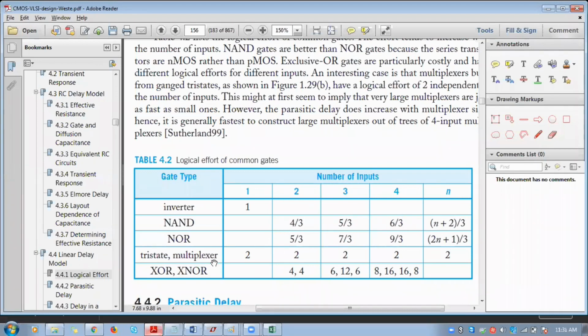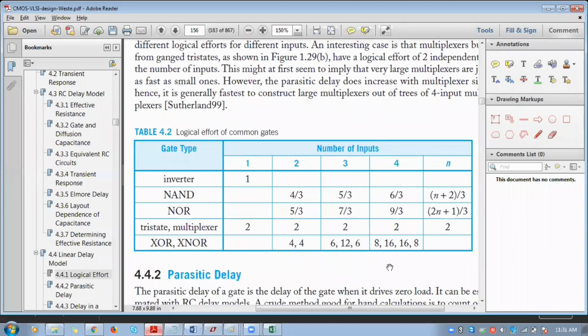For multiplexers, irrespective of the input, the value is 2. If we go for XOR gates, the value is 4, 6, 8, or 16, like that it will go. For XNOR, it is 4, 12, 16, 8, like that it will go, depending on the number of bits.